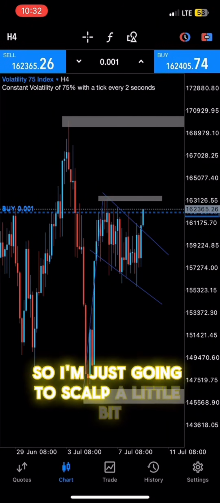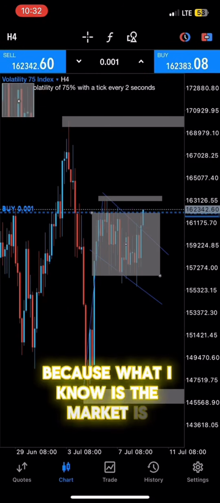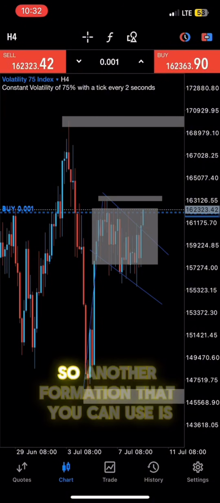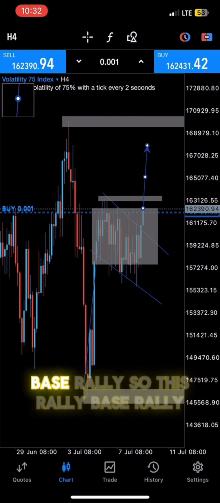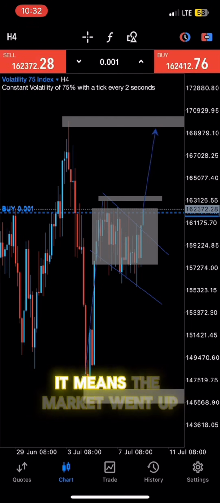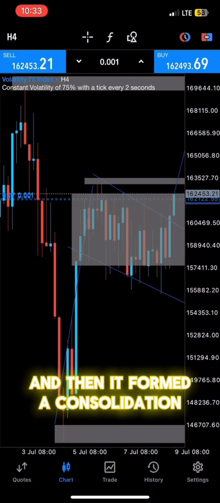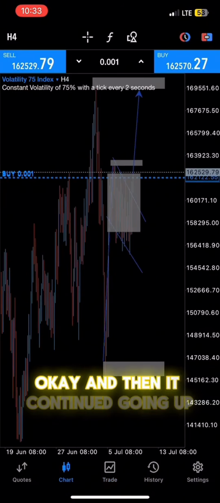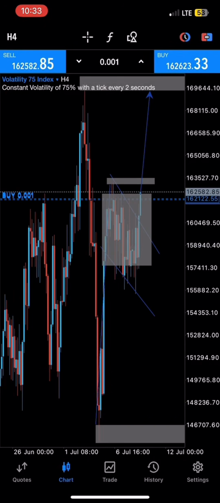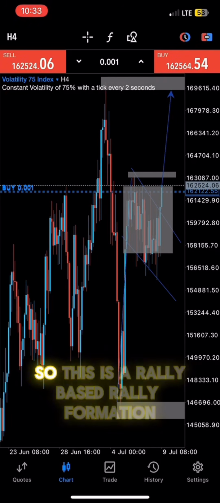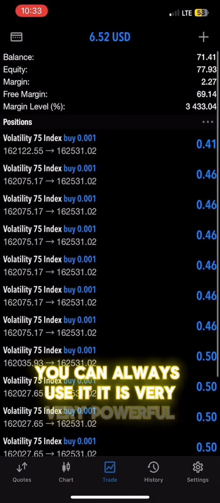So I'm just going to scalp a little bit, and then I leave the market, because what I know is the market is going up. Another formation that you can use is actually known as the rally base rally. This rally base rally means the market went up and then it formed a consolidation where I've put the shadow zone there, and then it continued going up. So this is the rally, and then the consolidation is the base, and then it did another rally. So this is a rally base rally formation. You can always use it. It is very, very powerful.